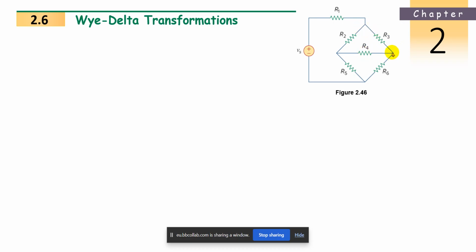Now at this node R3, R4 and R6 are connected. At this other node, R6 is connected, but R4 and R3 are not. So R6, R4 and R3 are not parallel. They look parallel, but we cannot solve them with the direct parallel equation or rule. So that is why we came to study Y and delta transformation.